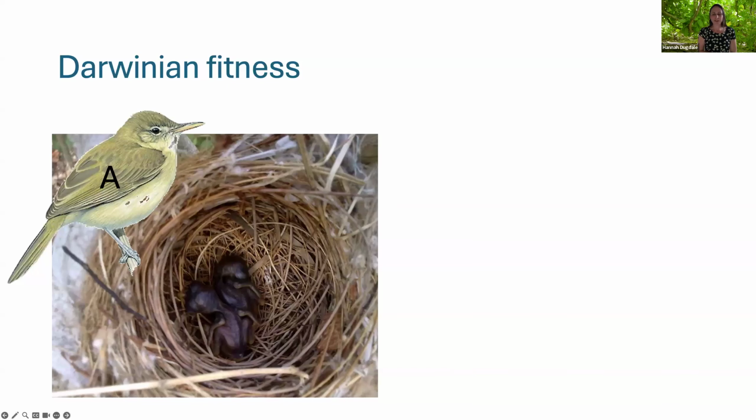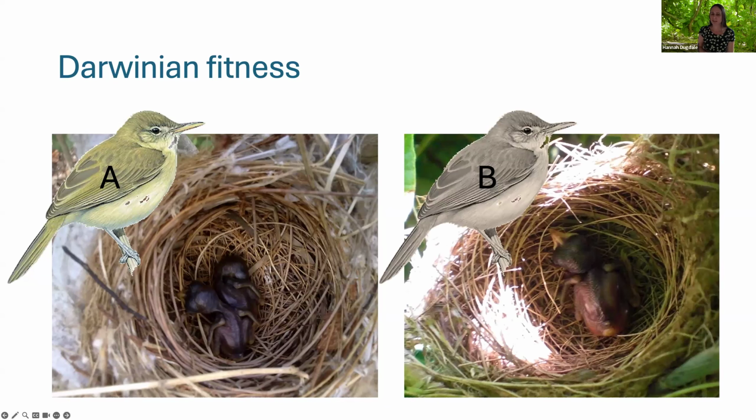So fitness is obviously a critical component of evolutionary biology, but it can be very difficult to measure. Individuals with greater fitness will be those that pass on the most genes to future generations. So it's a relative measure. If you've got individual A that you can see here, they've produced 2 chicks in the nest, and individual B has only produced 1. So in this case, individual A would have higher fitness than individual B.